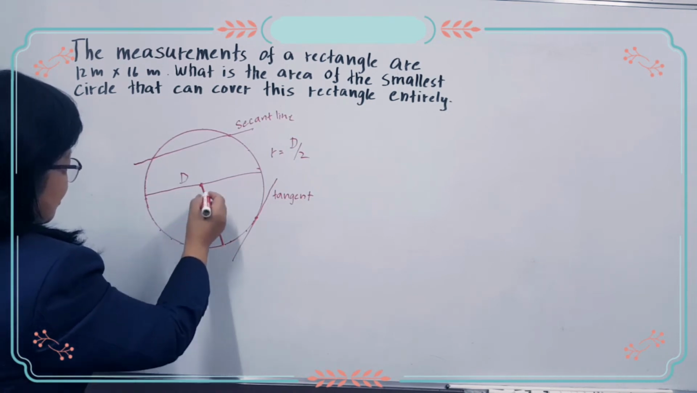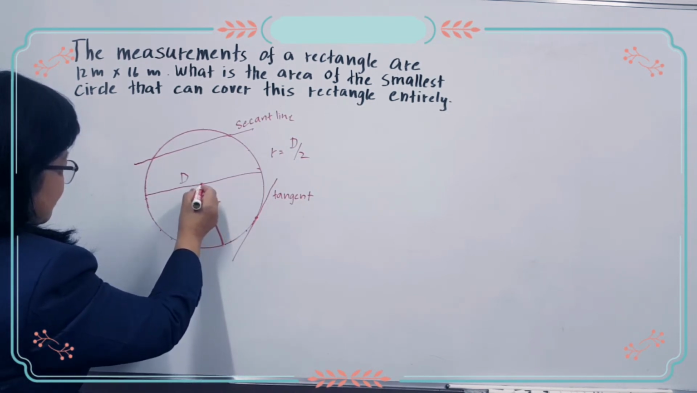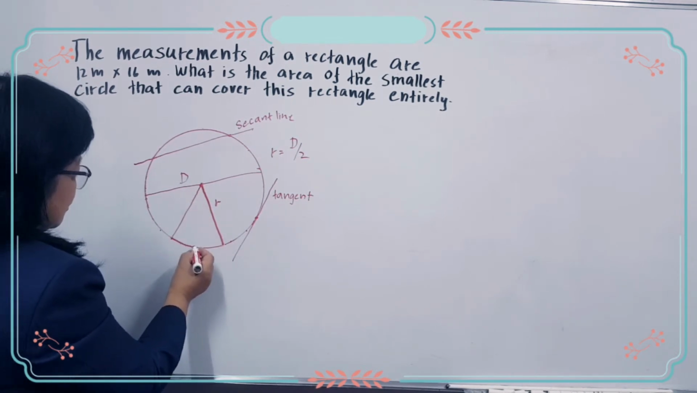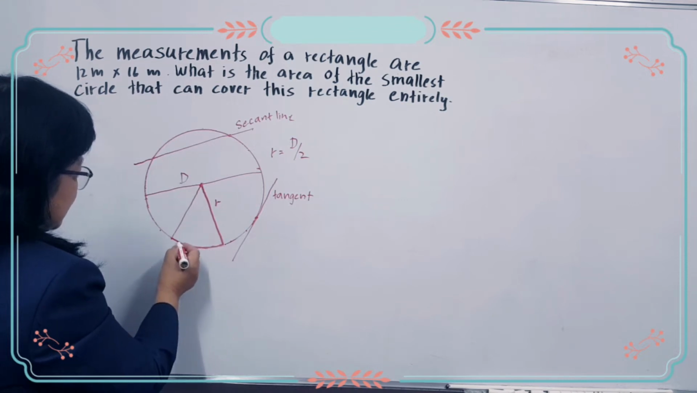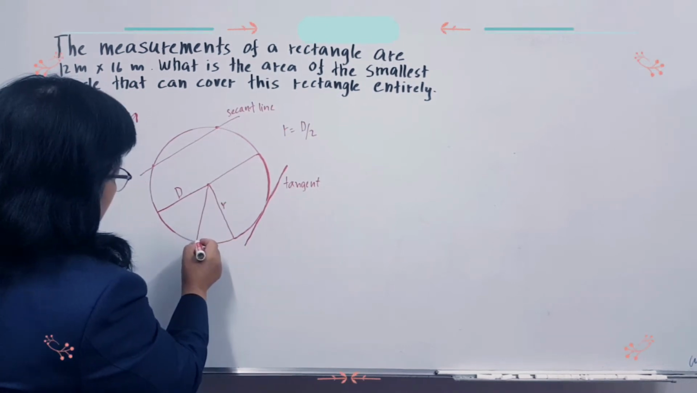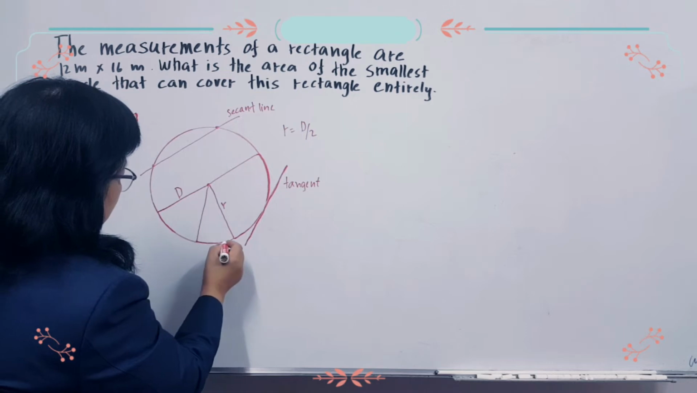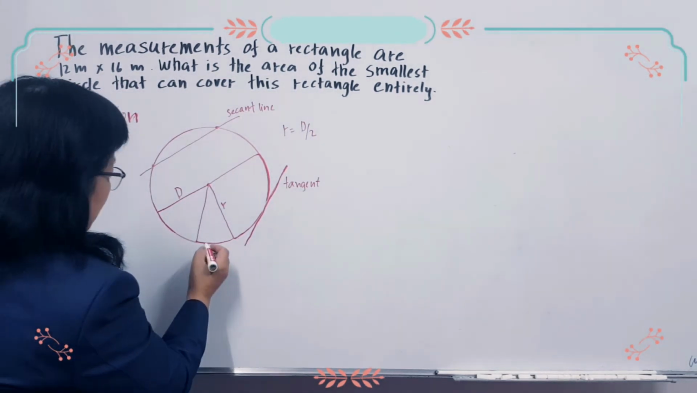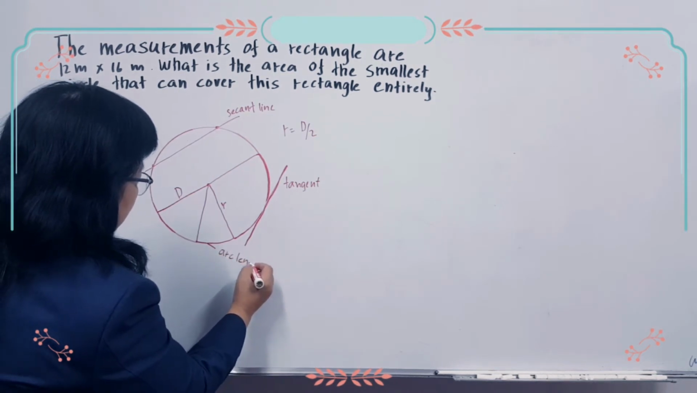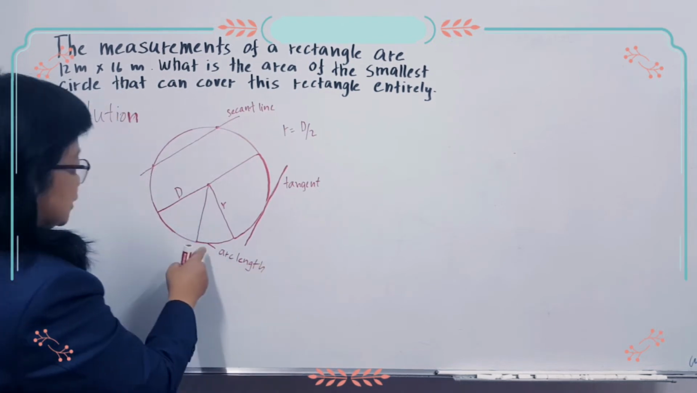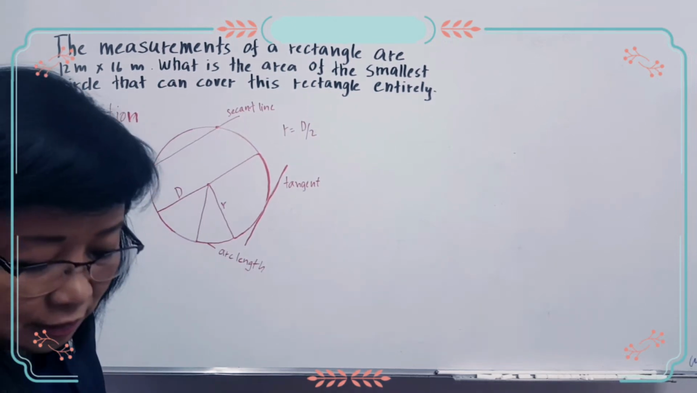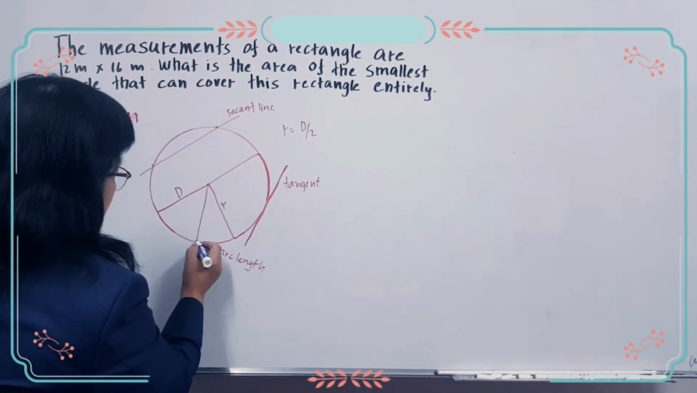For example, this is the radius, and this one, from here to here, we call it the arc length. This is the arc length of a circle from here to this side. This is the arc length.